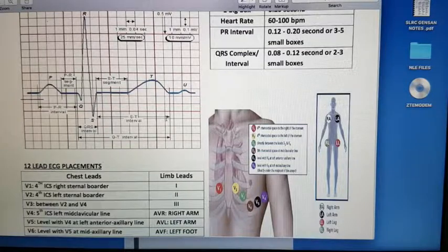Having said that lead 2 is the most stable, ito po yung lead na titingnan mo if you want to identify or check dysrhythmia or arrhythmia. This is also the lead that you will check if you want to know the heart rate of the patient. Why? Because of its stability.